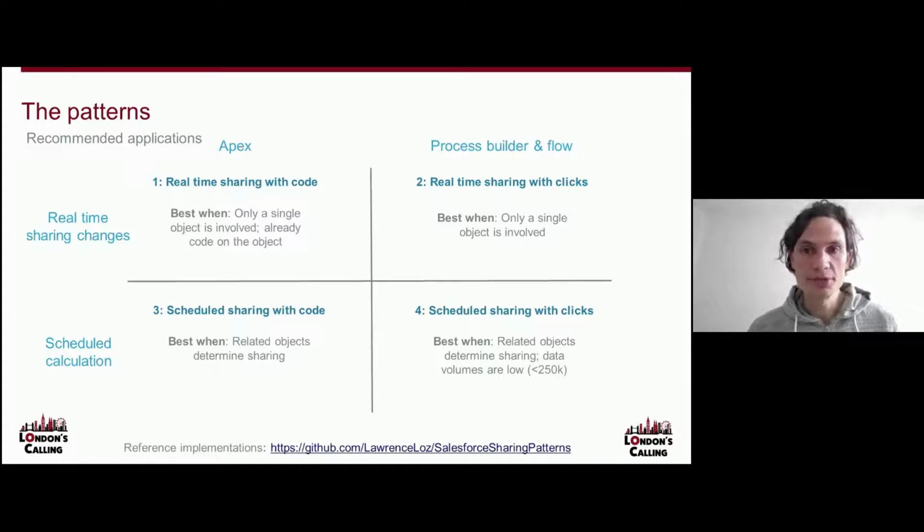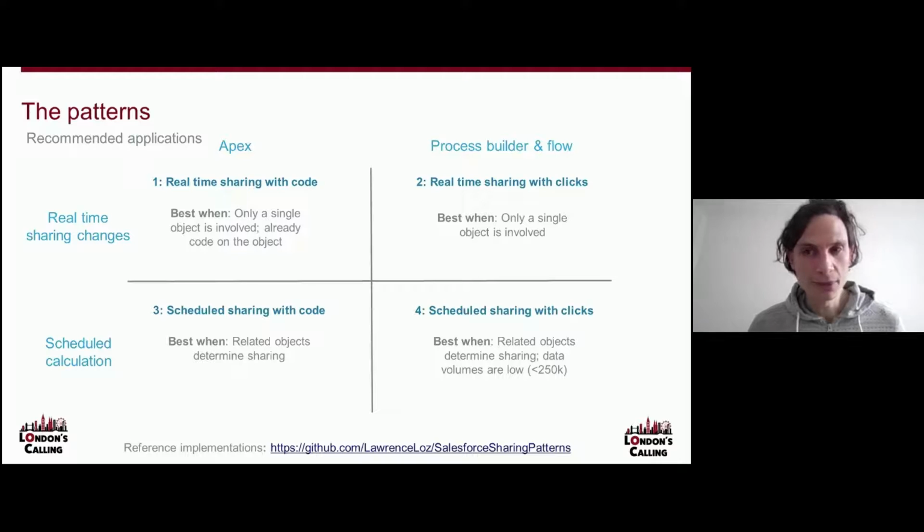The real-time sharing with clicks, again, is usually best when there's just a single object involved. The scheduled sharing with code pattern is normally good to look to when there are related objects involved in the sharing, and particularly when those relationships become quite complex. So grandparent and higher relationships to the object needing to be shared. And the scheduled sharing with clicks, again, is ideal where there are multiple objects involved.